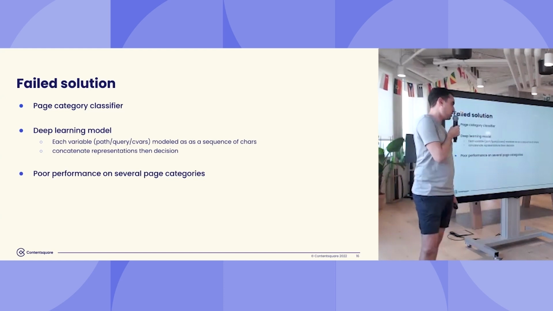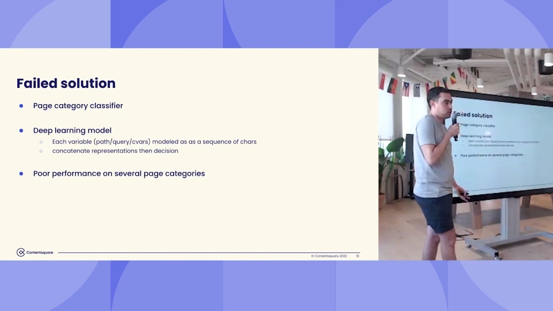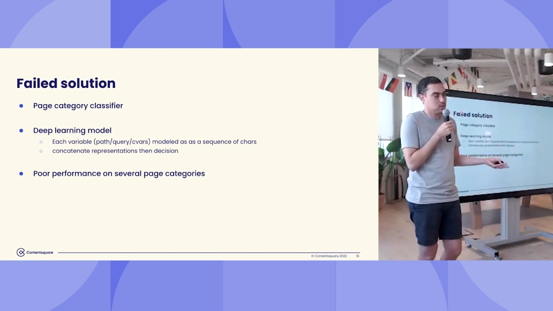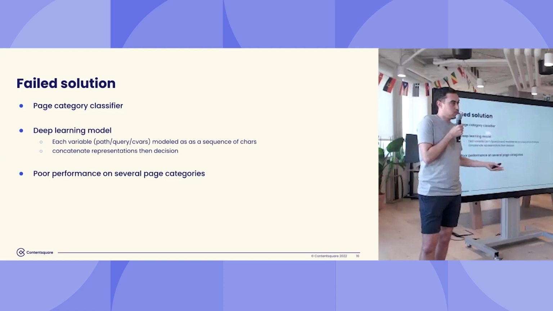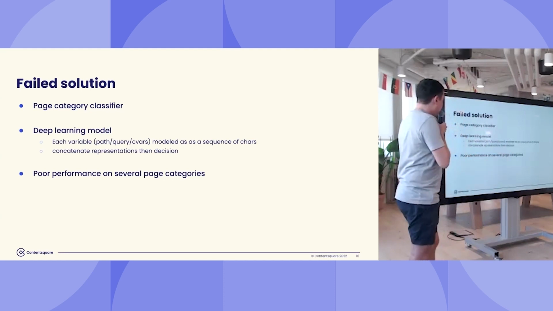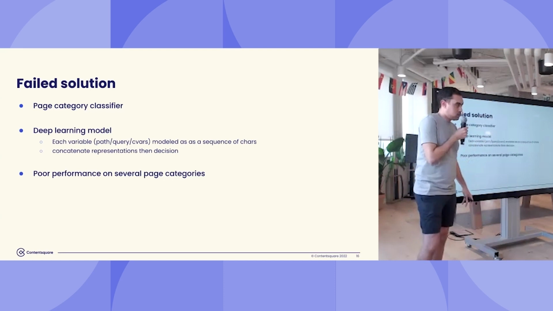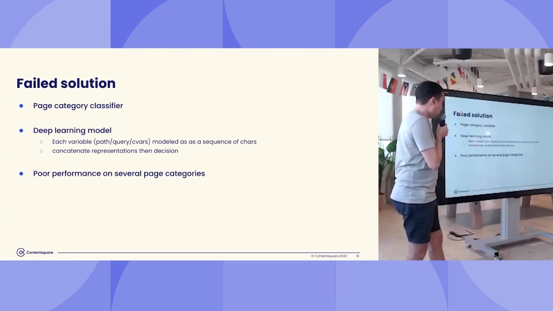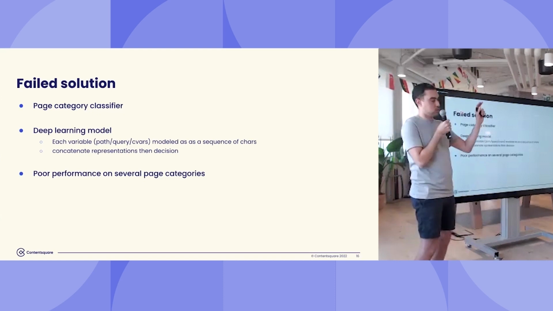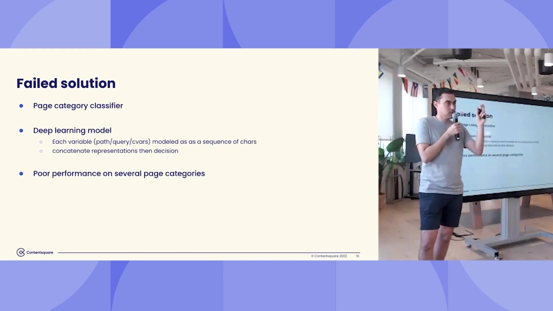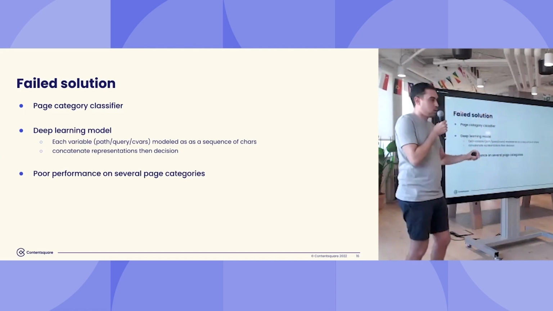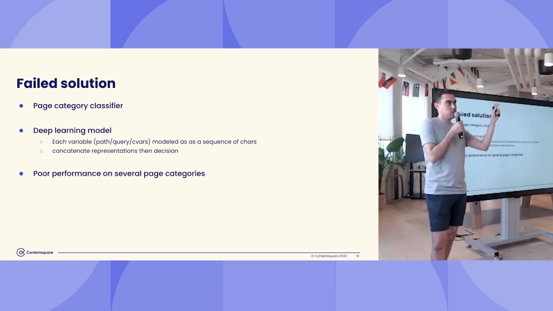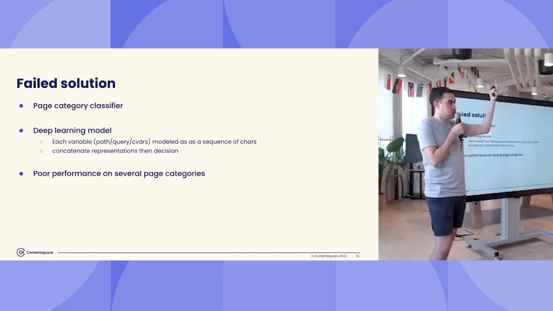Basically, here is what we tried. The idea is that if we succeed in having a classifier of page categories, then we can create a mapping, where each page category is equal to one page group. That can be a pretty good start. We tried a lot of models, and the one we kept was a deep learning model. We model each part of the URL, so the path, the query, and the CVARs, as a sequence of characters. Then we have a representation vector for each of them that we concatenate, and then we have a decision layer at the end.